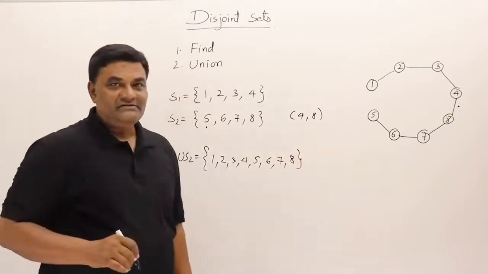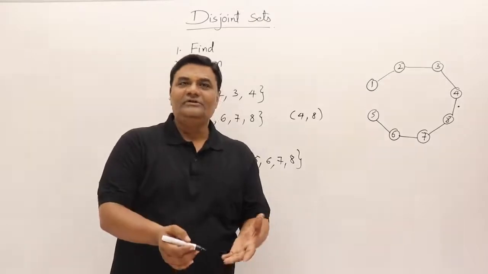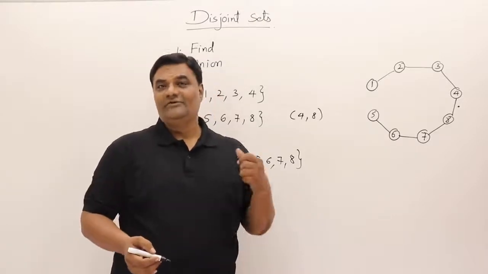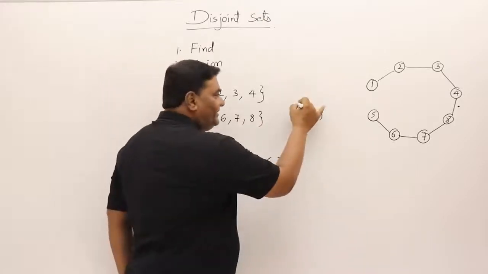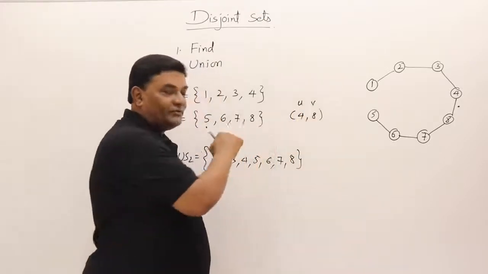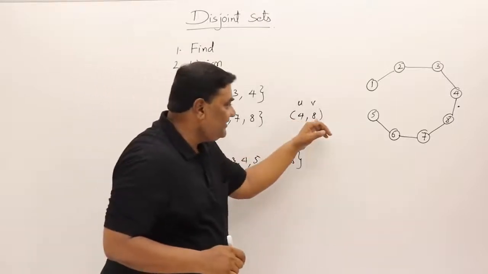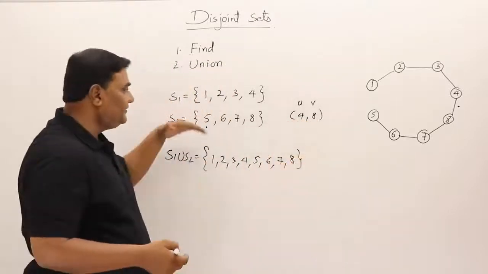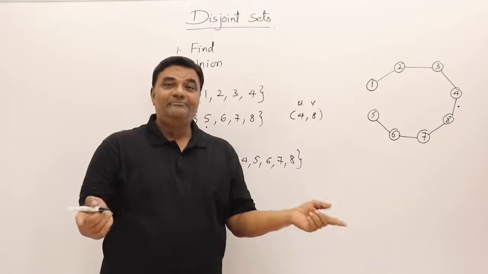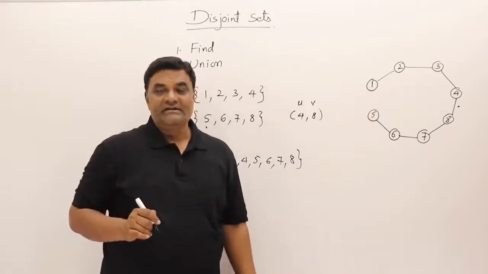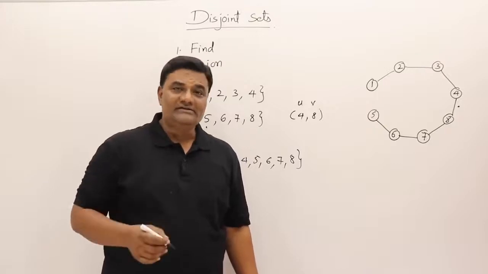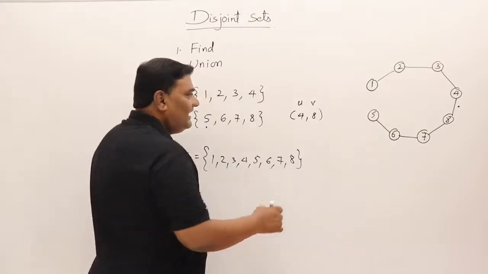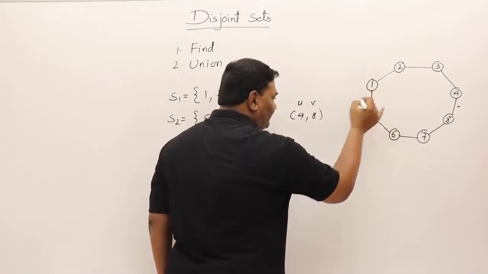This is the union operation. In mathematics we simply perform union on two sets, but here there is a reason for performing union. What is the reason? If there is an edge u, v, find out which set u belongs to and which set v belongs to, and if they belong to different sets, then perform union of those two sets. This is the purpose of performing union. Now why are we doing this? Let us see next. I'll add one more edge, 1 to 5.